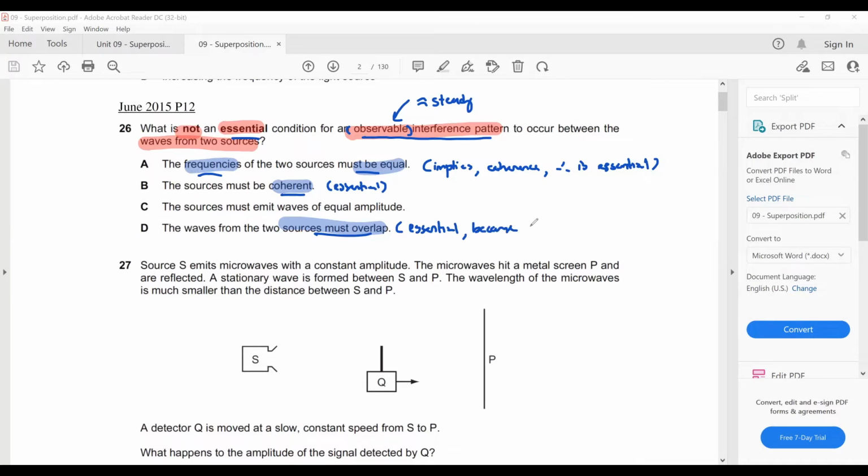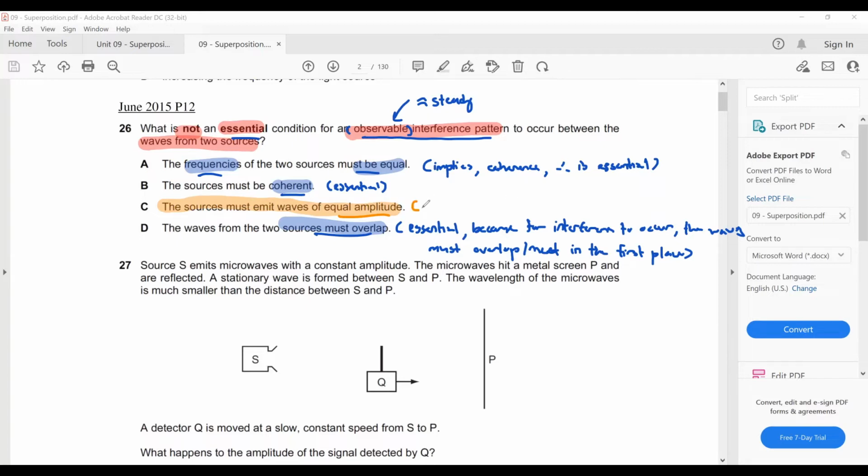This is also essential because for interference to occur, the waves must overlap or meet in the first place. Interference pattern is formed by interference of the waves. For interference to occur in the first place, they must meet. So this is also essential. The one that is not essential is actually this: the sources must emit waves of equal amplitude.